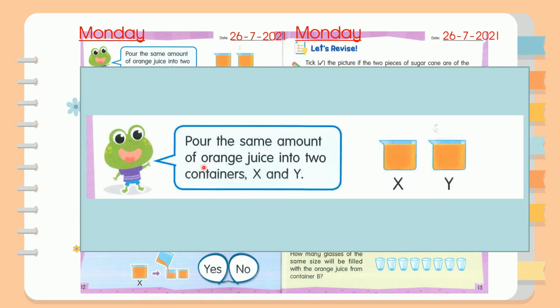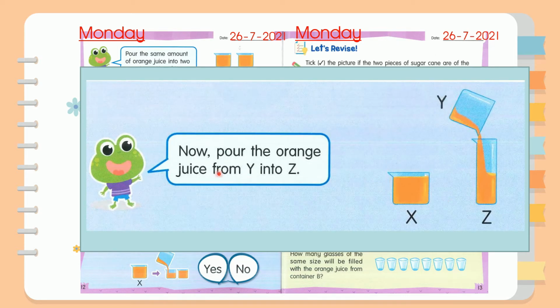Pour the same amount of orange juice into 2 containers X and Y. So that means containers X and Y have the same amount of orange juice. Okay, see the next question. Now, pour the orange juice from Y into Z. The orange juice in container Y, we pour into container Z. So now, let's see the next question.